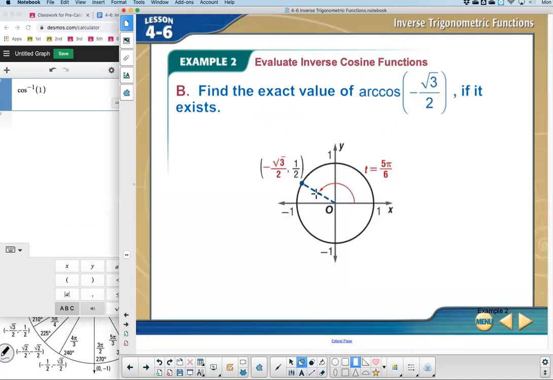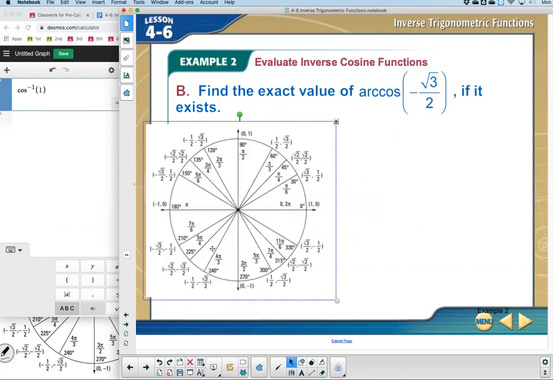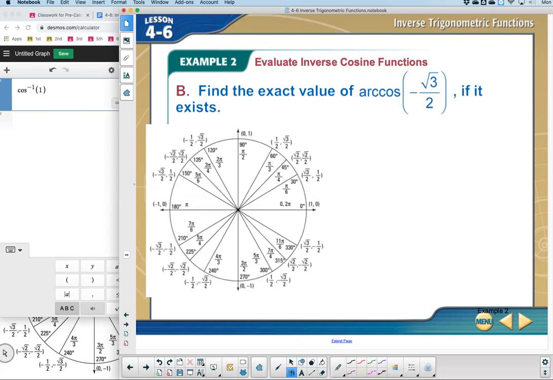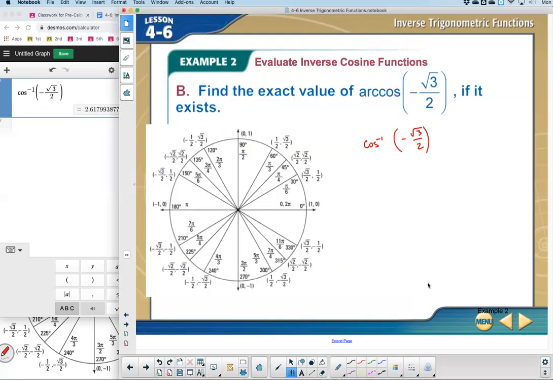Again, I'm going to cover this up. All right, if we wanted to try to solve for arc cosine, well, arc cosine simply means the cosine inverse of negative square root of 3 over 2. Now I can type this in the calculator first and get the decimal value, but that doesn't do us that much good. So let's solve for it over here.